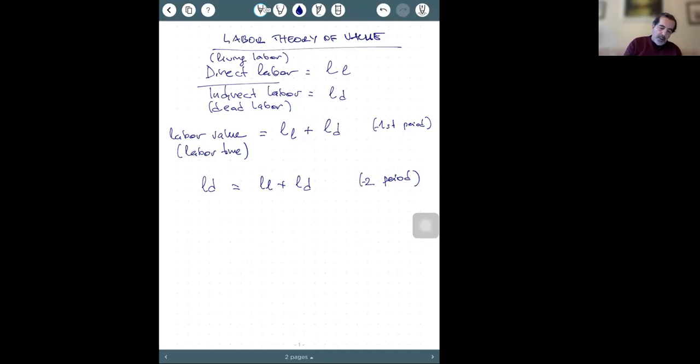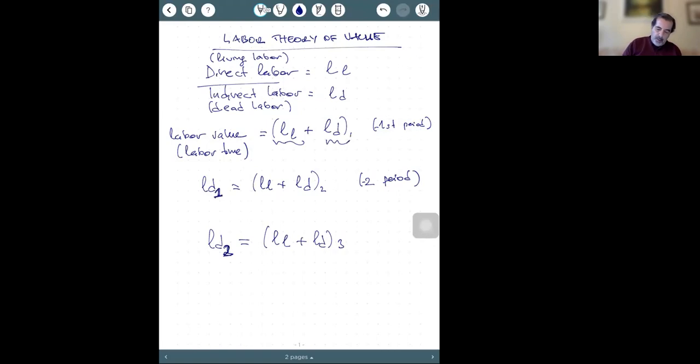This is the first period. This is the second period. And this is the third period, even previous. We go back in time. Again, that is labor and living labor, right? Minus, etc. So this is the direct labor, LL, that is used in the production of a particular commodity. This is the dead labor. And this dead labor is equal to the dead labor and living labor that is used previously to produce capital goods.